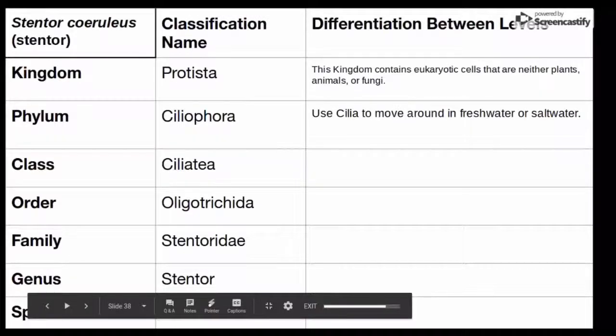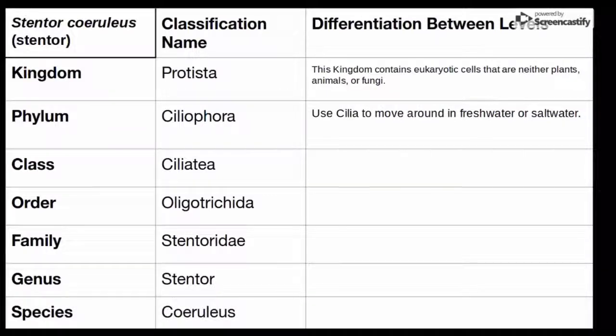Hello, everyone. We are doing the stentor. Okay, the stentor. Here is all of the classification levels of the stentor, from kingdom through species. Its kingdom is the Protista, and this kingdom contains the eukaryotic cells that are neither plants, animals, or fungi. The phylum it's in is Ciliophora, which means that it basically just uses cilia to move around in freshwater or saltwater.